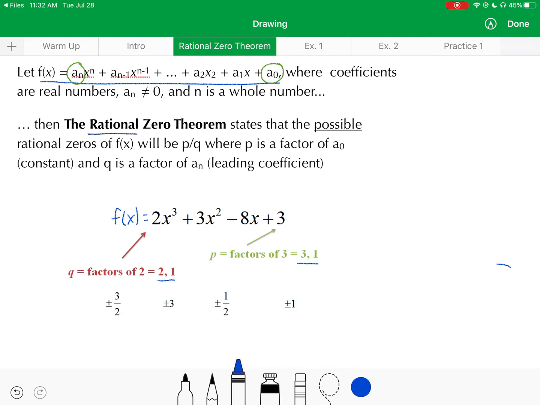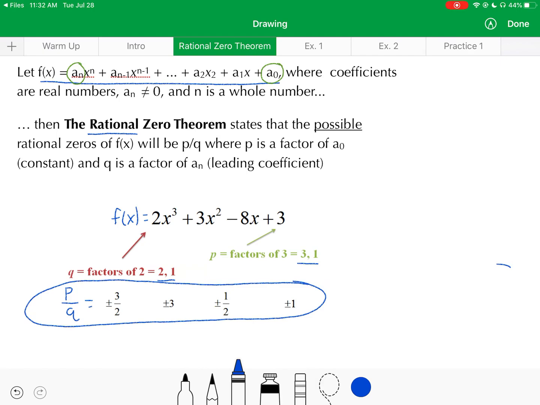Now I make a list of p over q. I take each value of p and put it over each value of q, considering both positive and negative values. That gives me a list of potential rational zeros. So these values, plus or minus 3 halves, 3, 1 half, and 1, are the only potential rational zeros of this function f of x. All other rational numbers can be excluded.